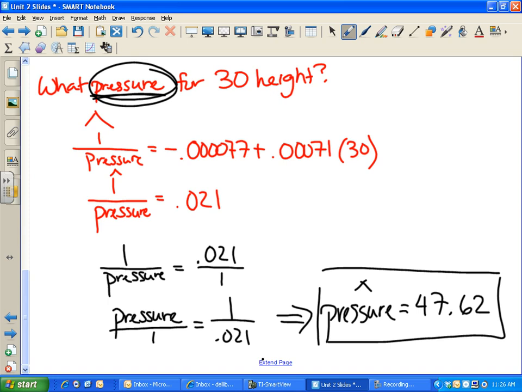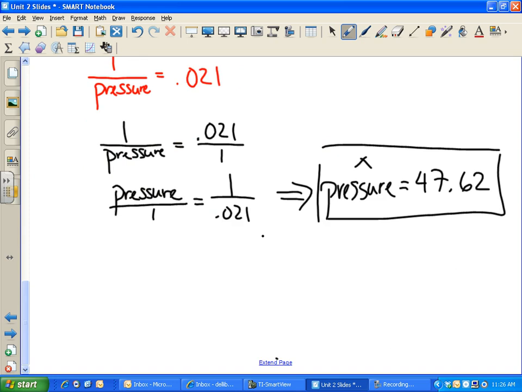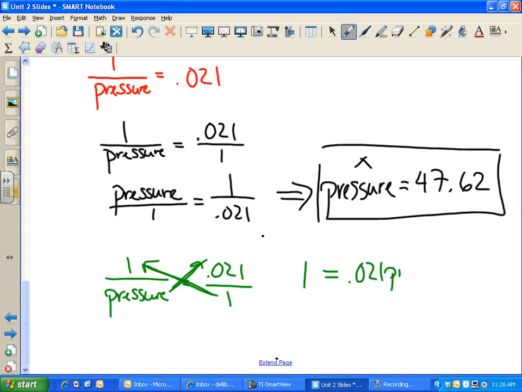I'll go ahead and show a quick cross multiplication for those who need some review on their algebra. Let's do this in maybe green. Okay, 1 over pressure equals 0.021 over 1. Remember, when we cross multiply, we simply multiply on the diagonal. 1 times 1 is 1. That's equal to multiplying the other way. Pressure times 0.021 is simply 0.021 times the pressure.